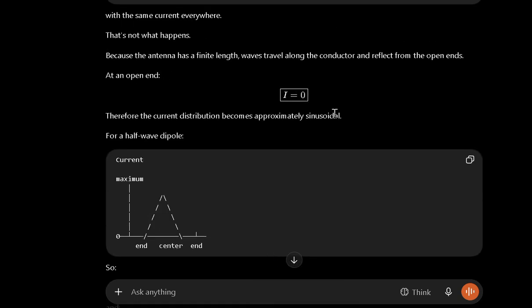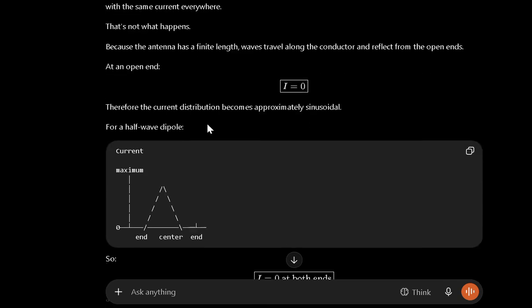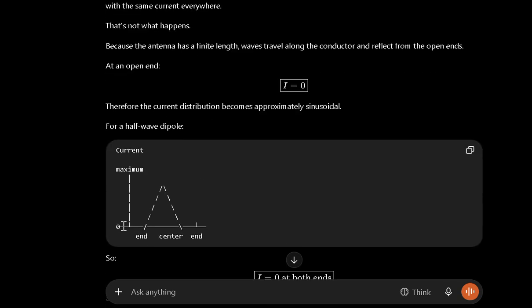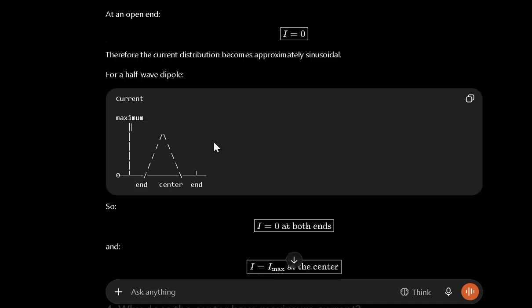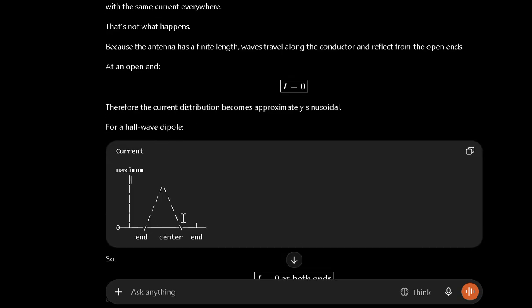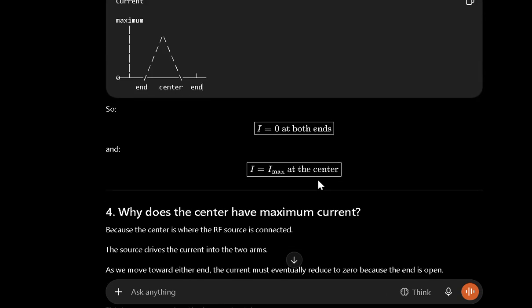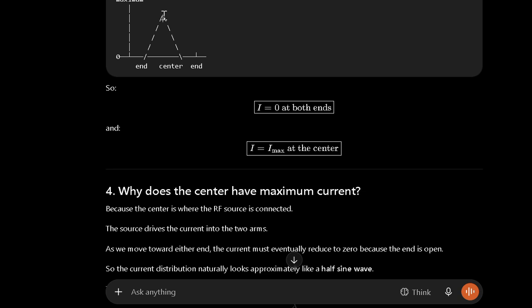At the open end, I equals 0, so the current at the end is 0. This is the current graph, and this is the maximum. The current enters, becomes 0, becomes maximum here, and again becomes 0. This is the cycle that happens in a half wave dipole with an AC radio signal. I equals 0 at both ends, and I equals I max at the center.